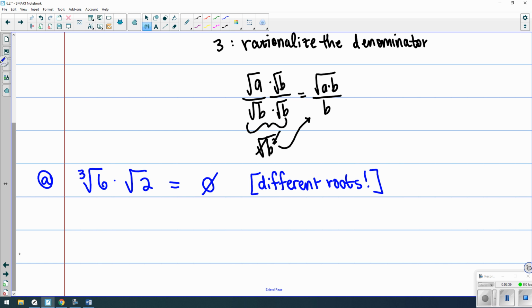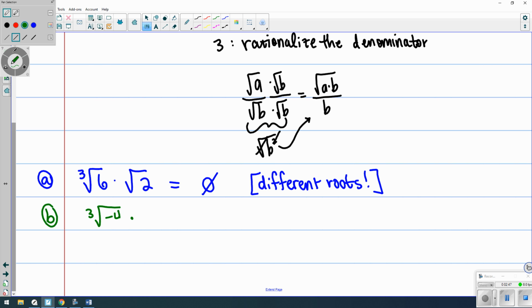Let's take a look at another example. In this example, we're going to take a look at the third root of -4 times the third root of 2. Oh, time out. Can I take the third root of a negative number? Yes, I can. Look back in your notes from 6.1. As long as your root is odd, you can take an odd root of a negative number. Say that again out loud. You can take the odd root of a negative number.